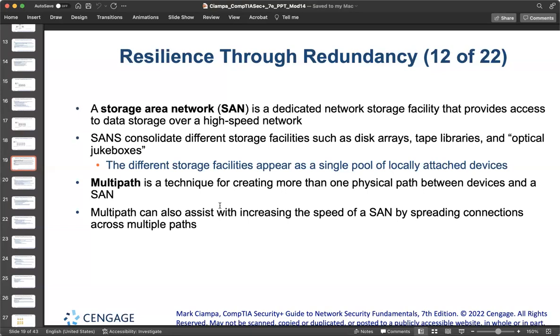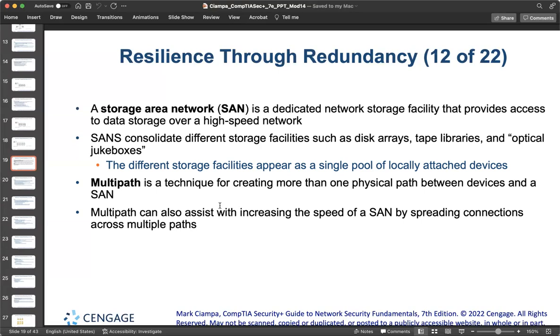So another method for storage resiliency is using the SAN with multipath. Storage area network, or SAN, is a dedicated network storage facility that provides access to data storage over a high-speed network. So this is like your, let's say, personal clouds that you purchase, which are hard drives that you install in your home as a standalone entity, and you connect them to the network. Actually, some of those have ports available, so you can add more physical drives to the device. But at the end of the day, you see them as just one entity.